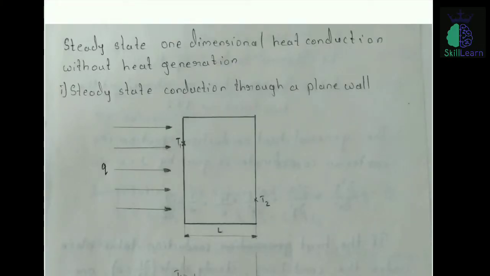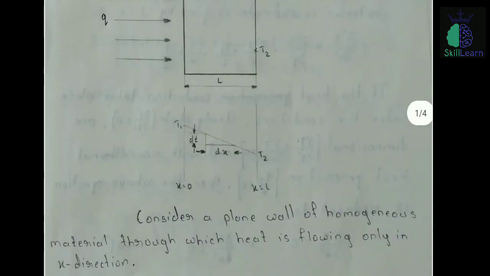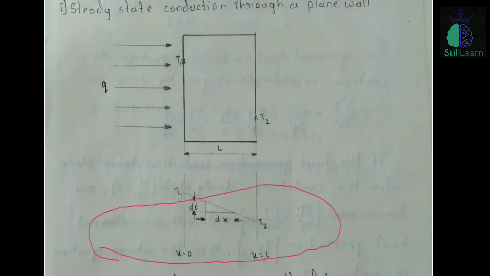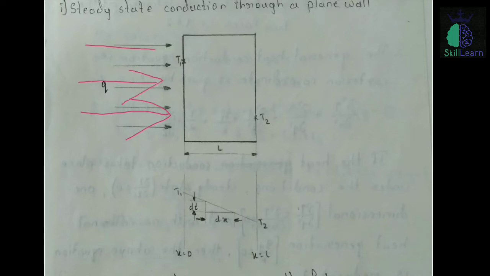Today we are going to discuss the steady state one-dimensional heat conduction equation without heat generation. It basically consists of three types, and the first one is steady state conduction through a plane wall; the remaining ones will be discussed in the next videos. So consider a plane wall of homogeneous material through which the heat is flowing only in the x direction. As you can see here, the heat is flowing only in the x direction.